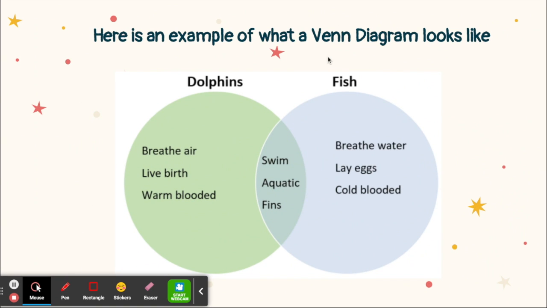So here you're going to be able to see an example of what a Venn diagram looks like. On the left here we have dolphins, and then on the right we have fish. Right here in this green circle, we can see that it belongs to dolphins. And on this side of the circle, it says that dolphins breathe air, they have live birth, they are warm-blooded. Right here, we see that the fish is the blue circle, and they breathe water, lay eggs, and are cold-blooded. And then in the middle, we have that they can both swim, they're both aquatic, and they both have fins.